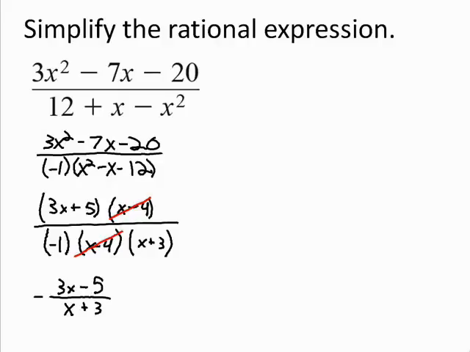This expression has to have the same domain as the original expression. In the original expression, there was an x minus 4 in the denominator, so x minus 4 cannot be equal to 0. Set x minus 4 equal to 0 and solve for x. Add 4 to each side. x equals 4. So the simplified expression is negative 3x minus 5 divided by x plus 3, where x is not equal to 4.